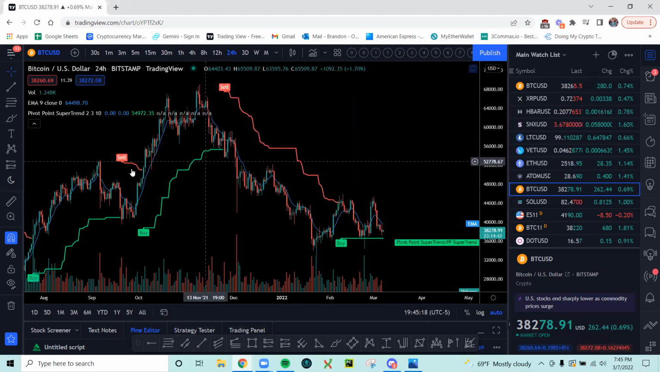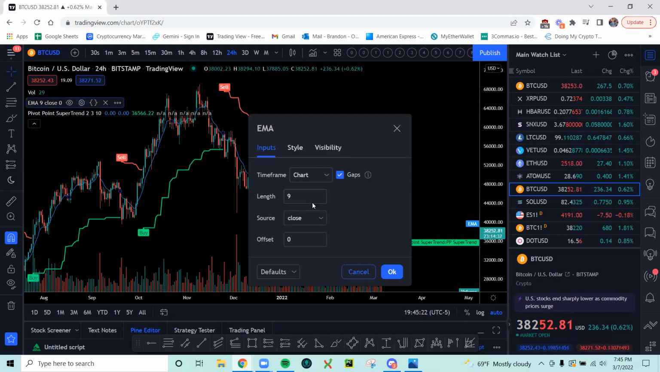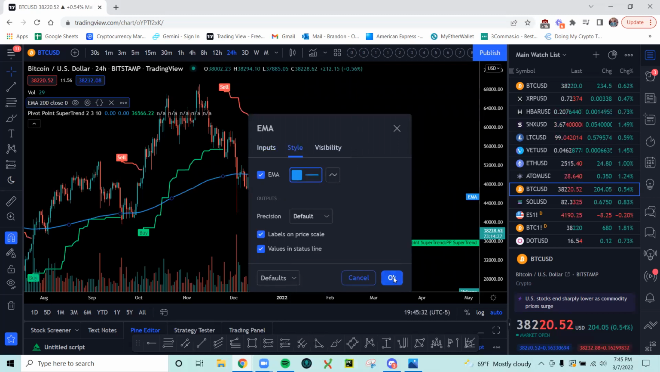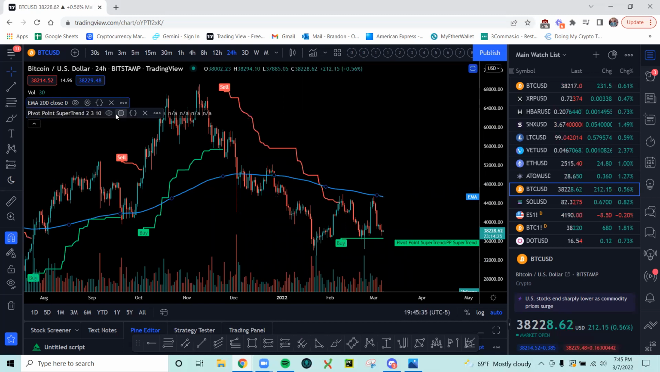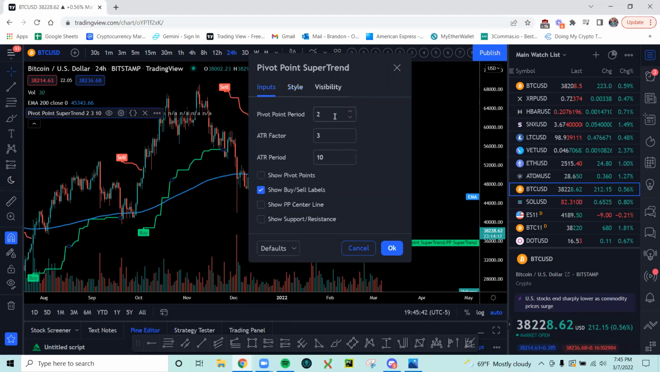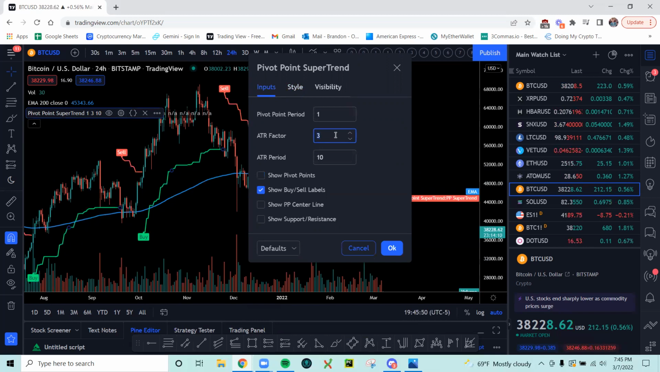And that'll be there. So on the EMA, we're going to click settings, and then change this to 200. And then the style, I actually like to make it a little bit thicker. Then you're going to click OK. And then we're going to go to the pivot point super trend, click settings, and go to inputs. You're going to leave the style as is. The pivot point period is going to be 1. We're going to change the ATR factor to 2, and then the ATR period we can leave at 10.